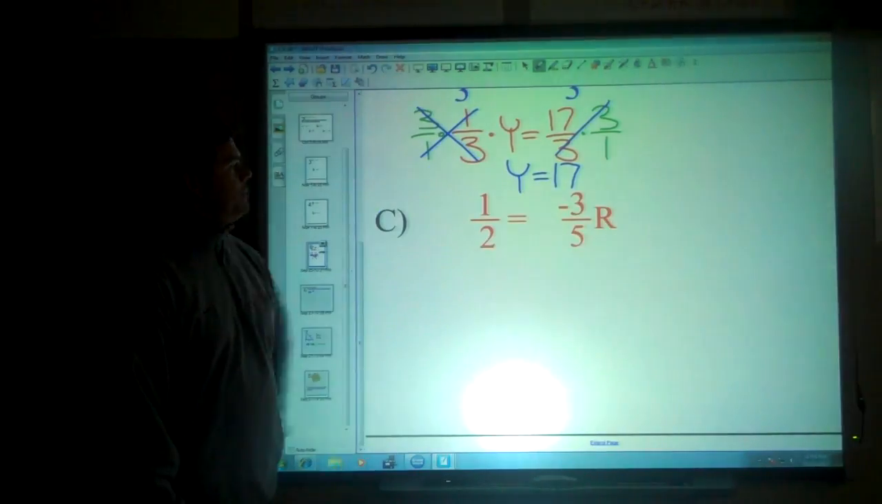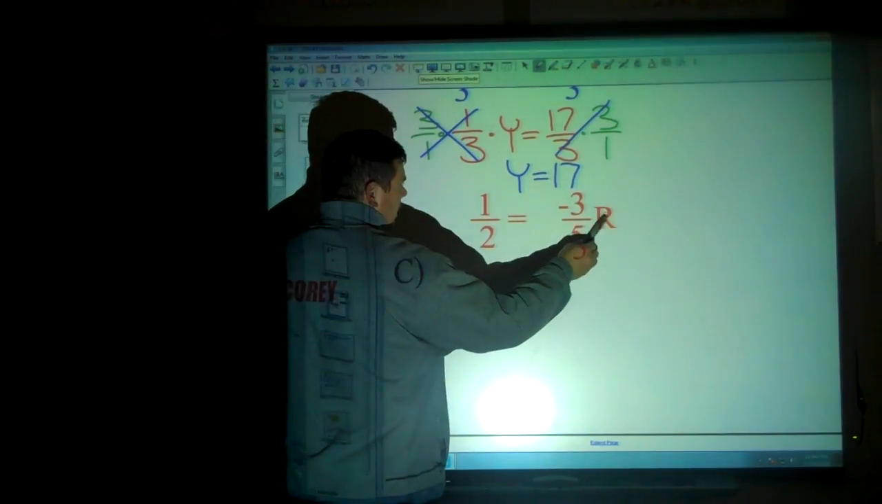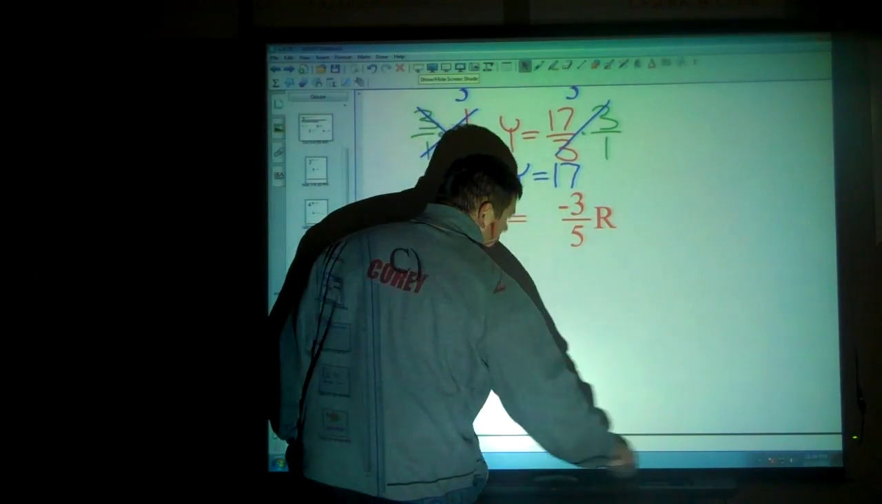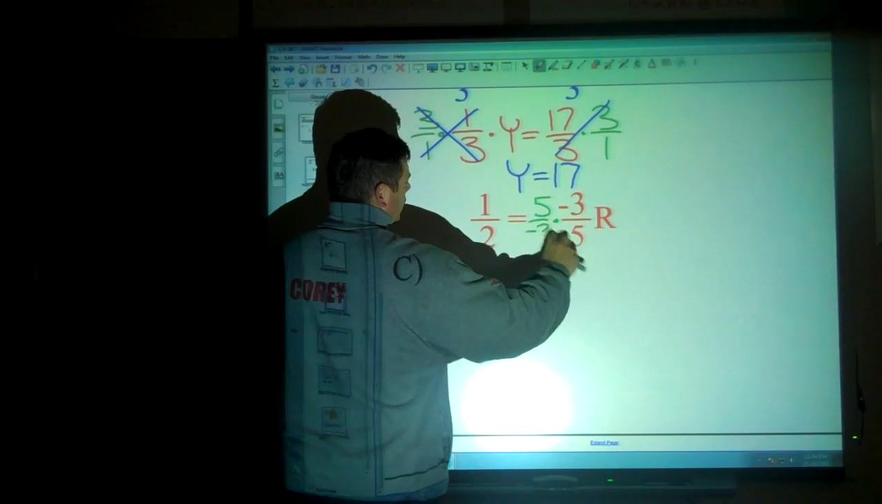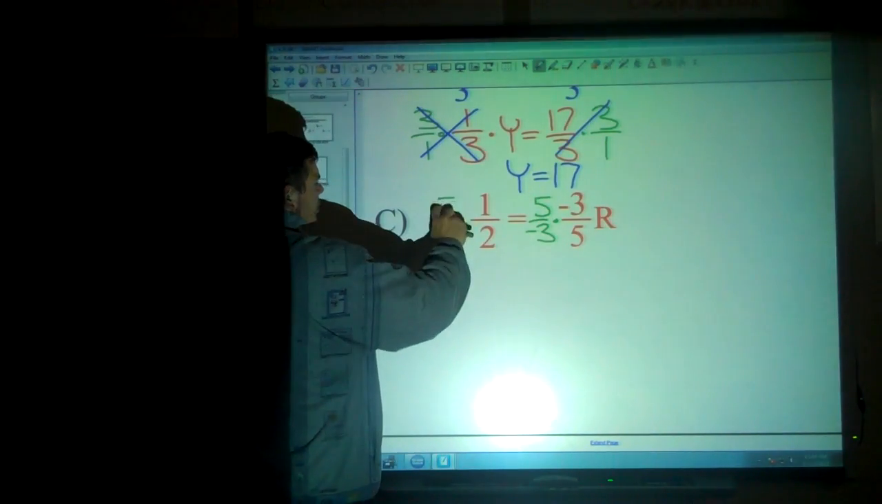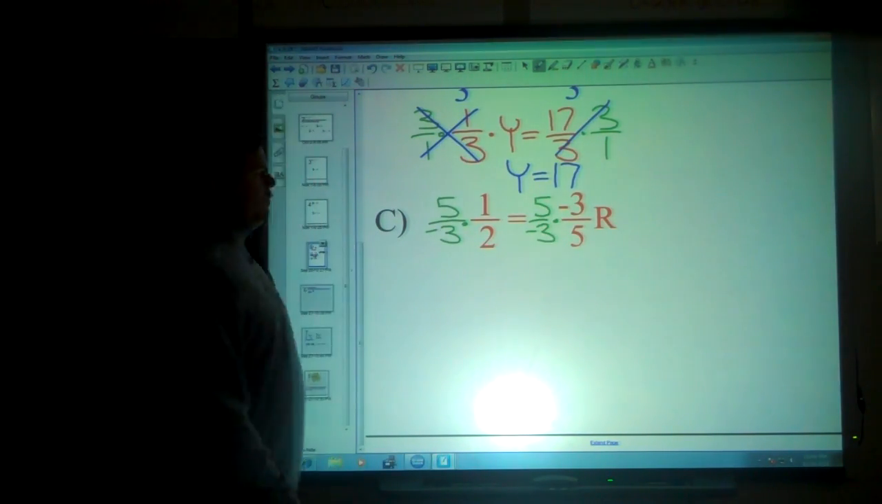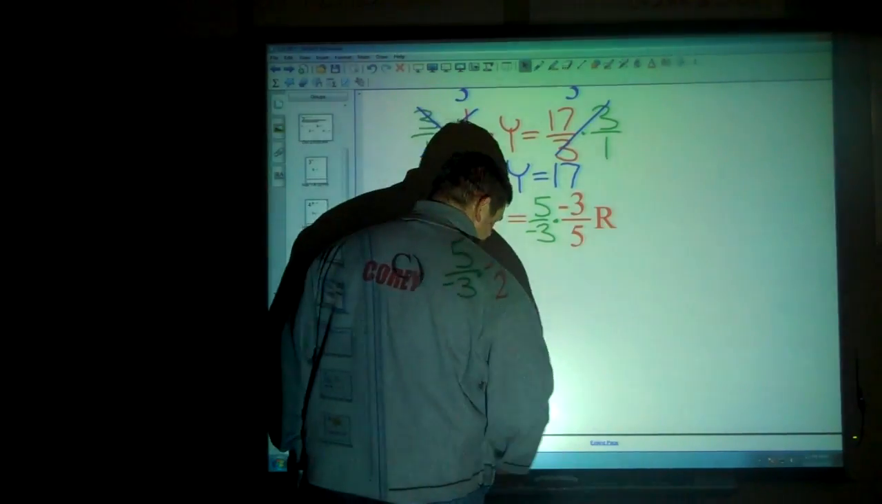Alright, same concept. I want to get r alone, so I want to get rid of negative 3 over 5. So I multiply both sides by the reciprocal, 5 over negative 3. What you do to one side, you must do to the other. If you want to get rid of a fraction, multiply by its reciprocal.